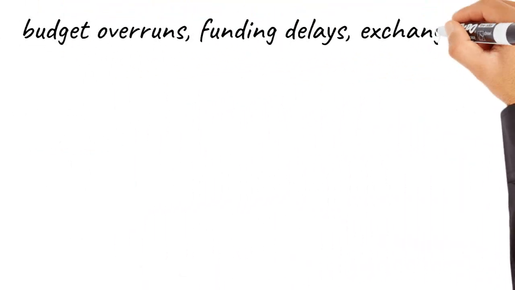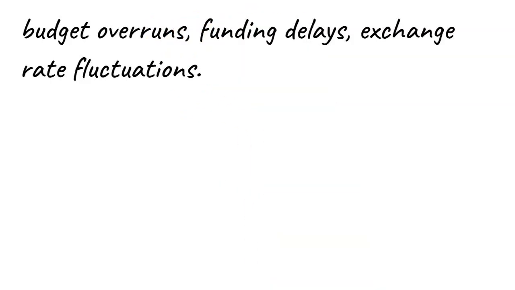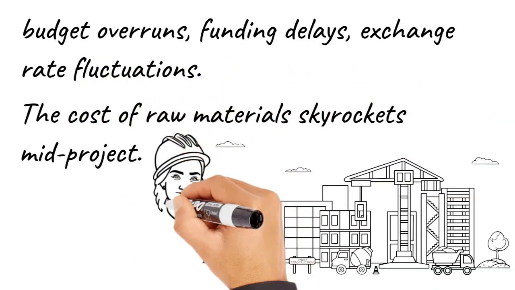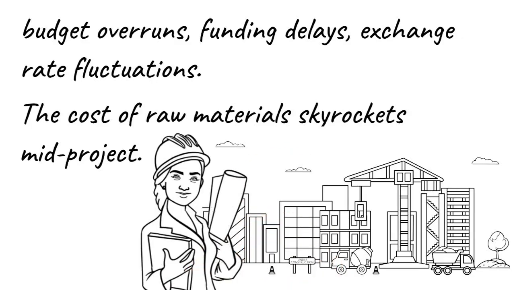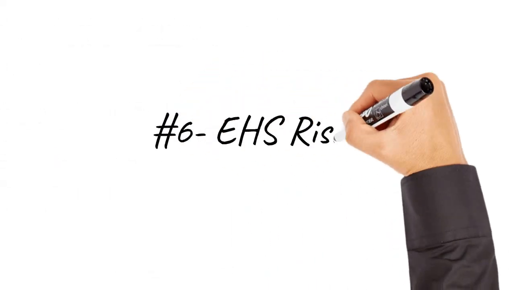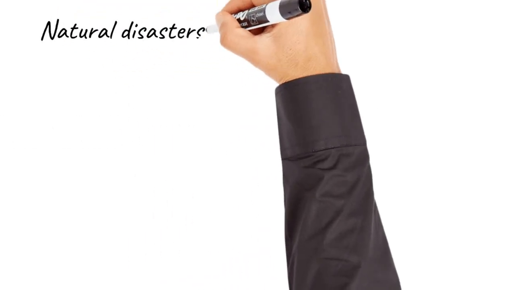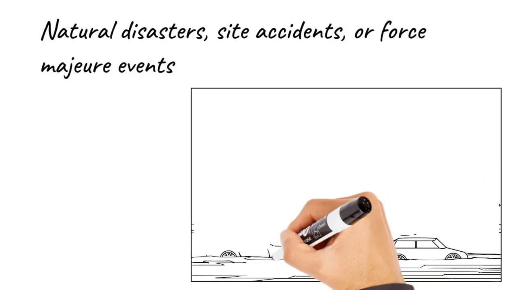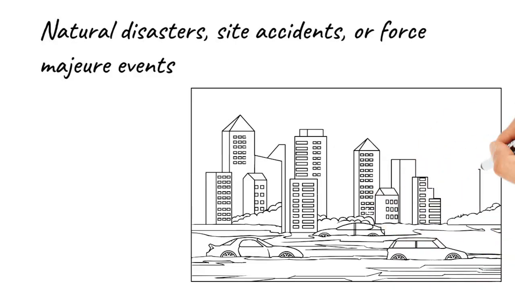Budget overruns, funding delays, exchange rate fluctuations, or poor forecasting. For example, the cost of raw materials skyrockets mid-project and your budget assumptions don't hold. Number 6. Environmental, health, and safety risks. These cover natural disasters, site accidents, or force majeure events. For example, flooding halts a construction project for weeks.